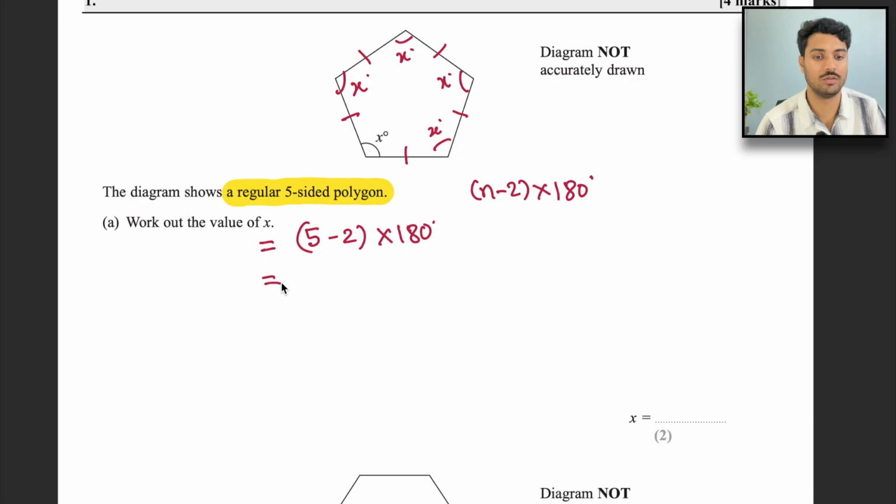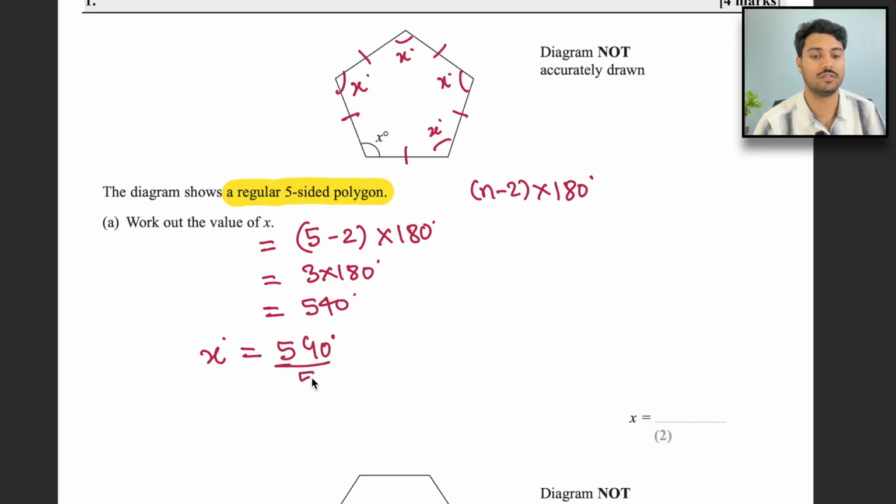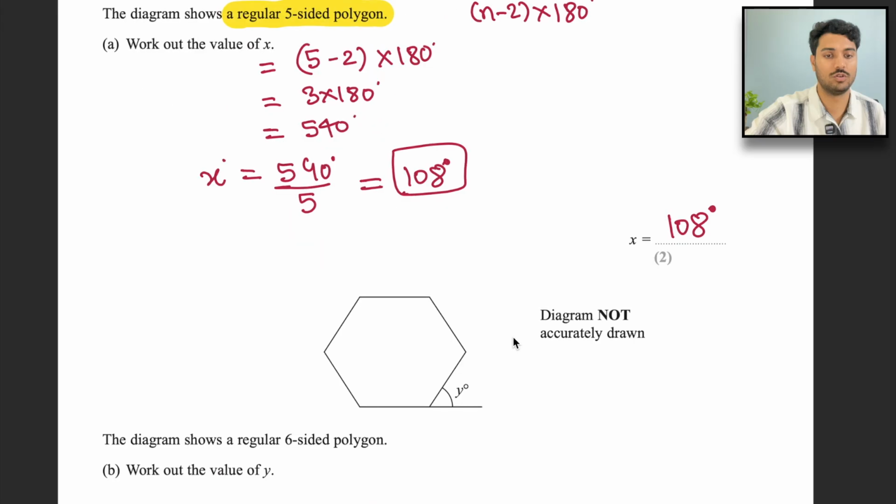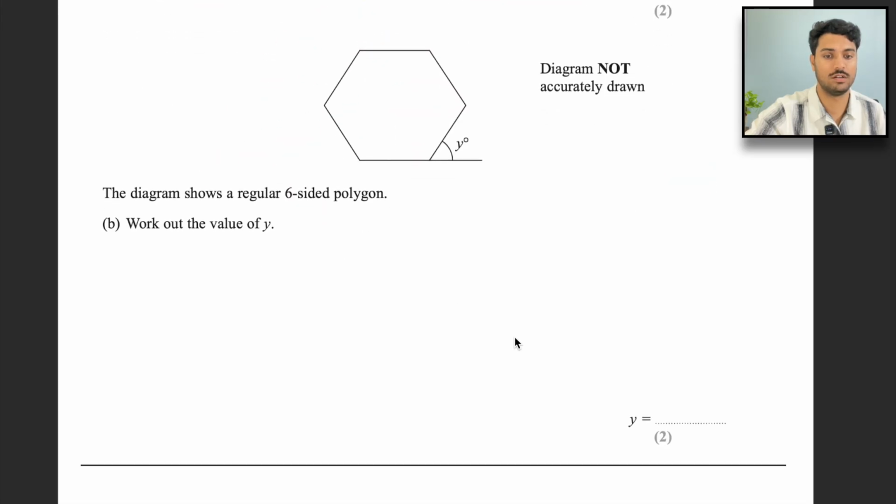We had just calculated it was 3 into 180, which is 540 degrees. So this is the interior angle sum, but we have to find only one angle. There are 5 angles which are all the same. So angle x will be 540 degrees divided by 5, which is 108 degrees. So 108 degrees is the value of x. Let's move on to question number 2 now. I hope that was clear.